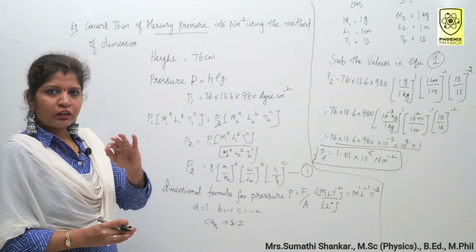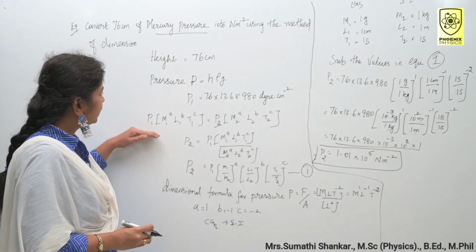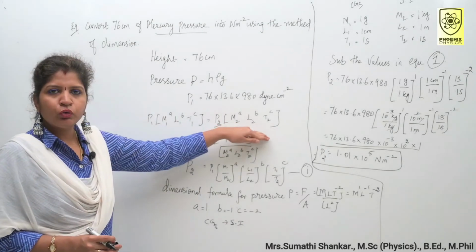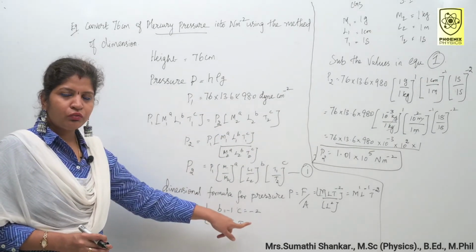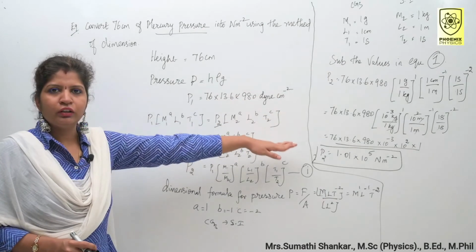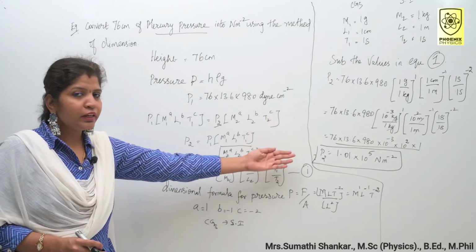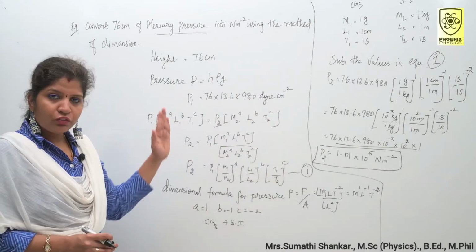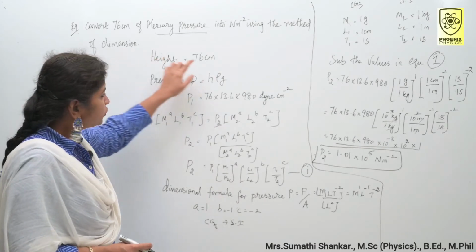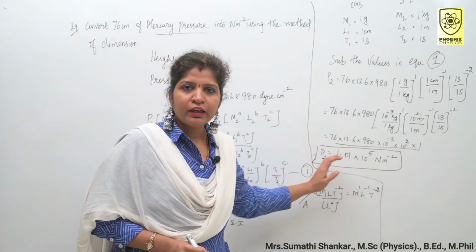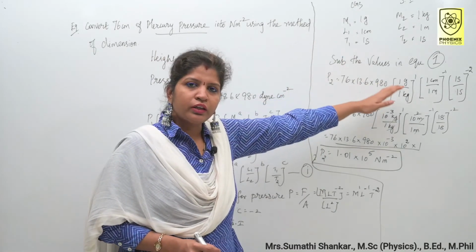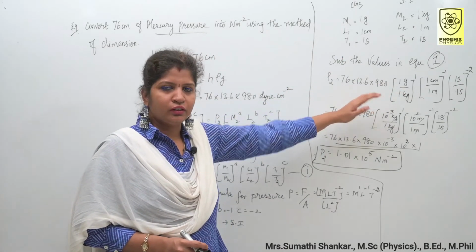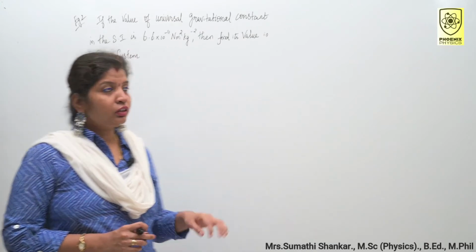So don't forget the two steps. First, equate one system of unit to another, and second, write down the dimension formula, substitute all the values. You can easily convert the physical quantity from one system of unit to another. Here I converted from CGS system of unit to SI system of unit. Up to this clear? Another example is given.